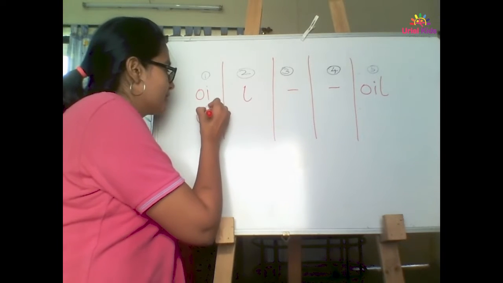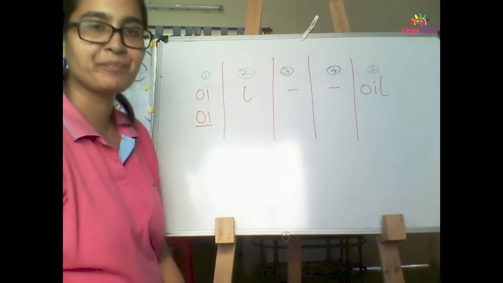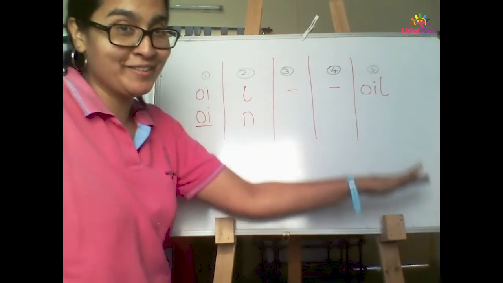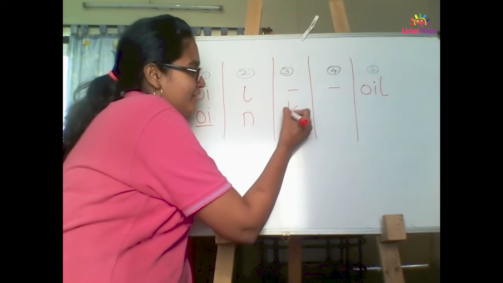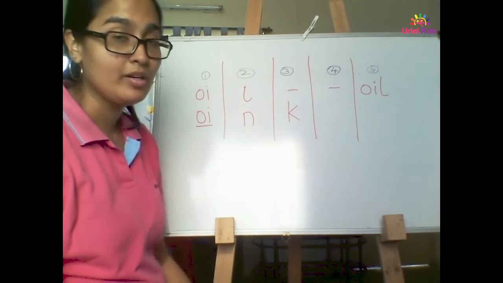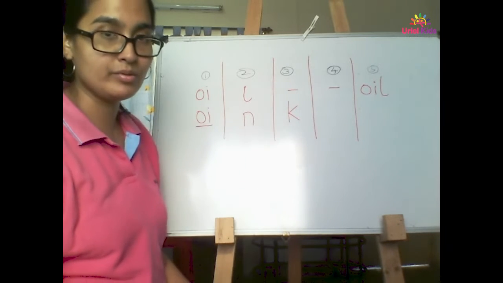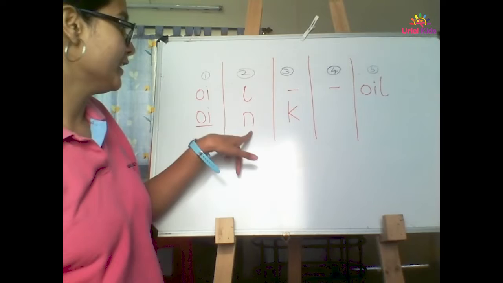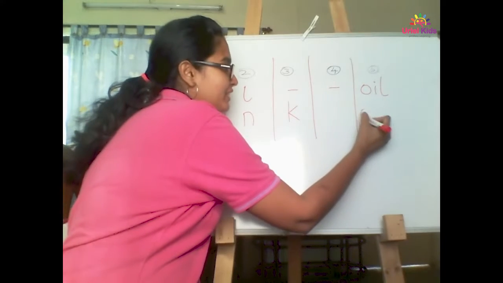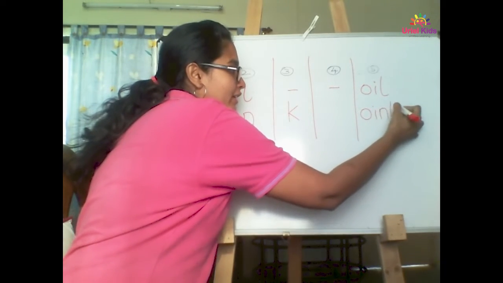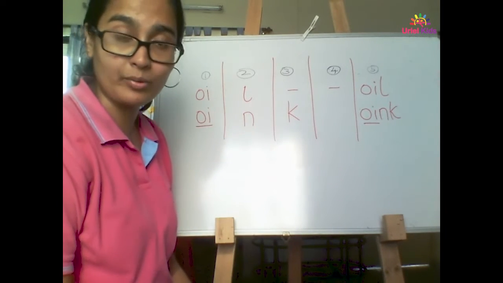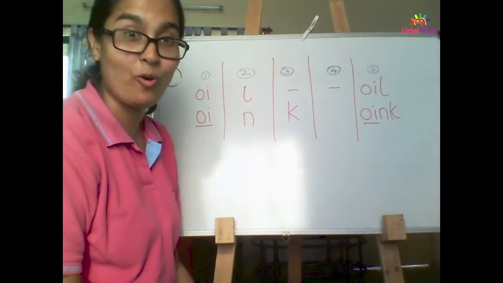So now let us move on to the next word. What sound is this? Oi. Next is a letter that makes the sound k. So we put together all these three sounds. What's the word? Oi, k, oink. Lovely. The word is oink. Who makes this sound? The pig makes the sound oink.